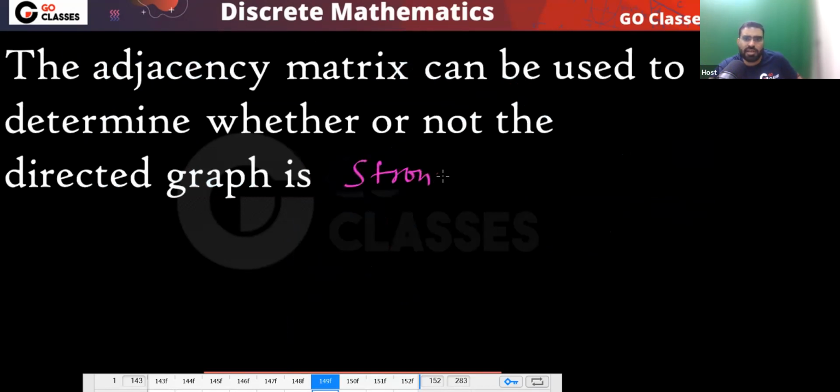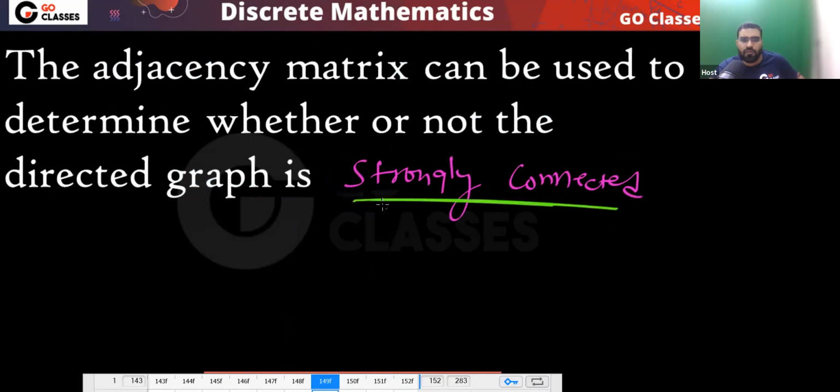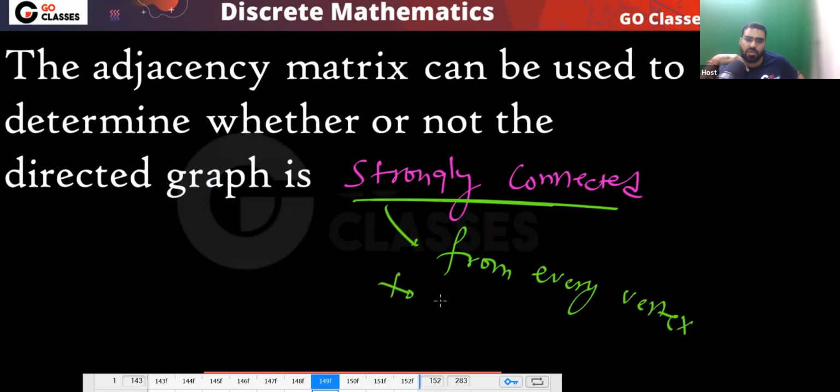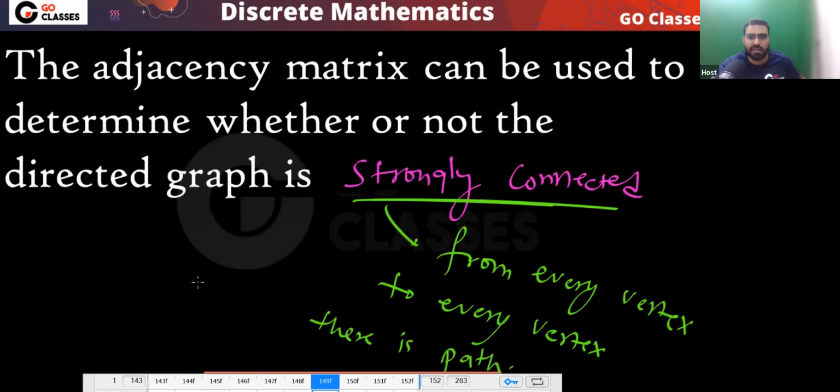What is the definition of strongly connected? Strongly connected means that from every vertex to every vertex, there is a walk, there is a path. Do you remember this definition? Strongly connected: from every vertex to every vertex, there is a path.